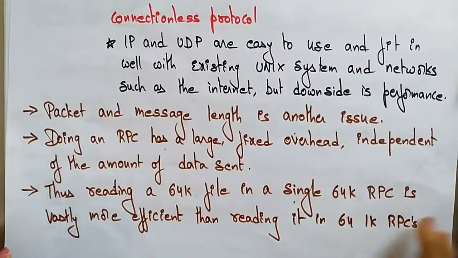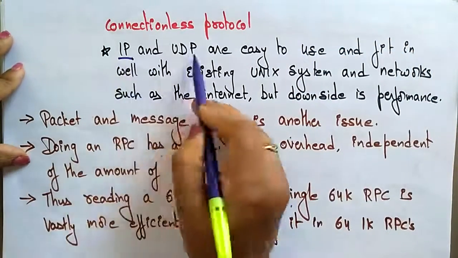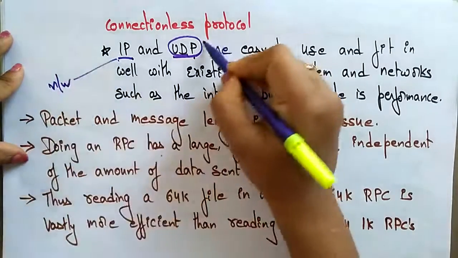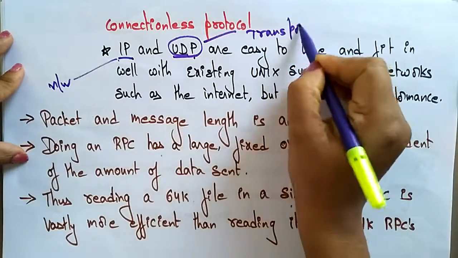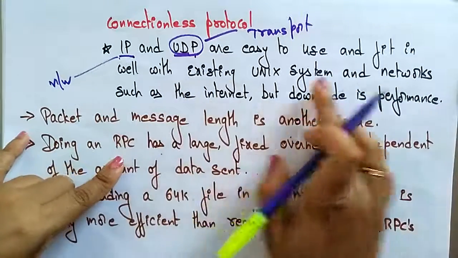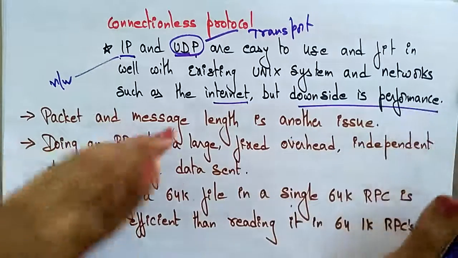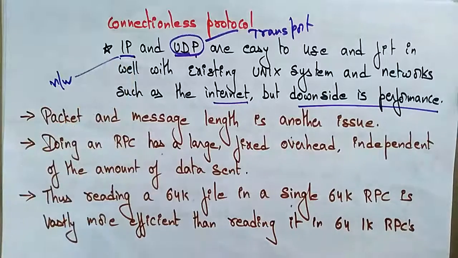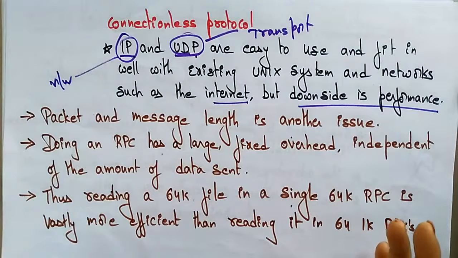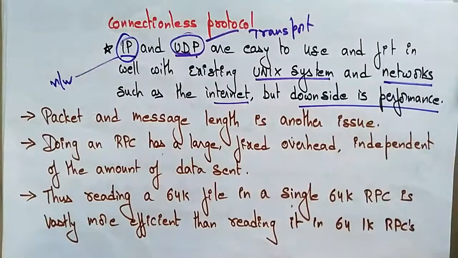If you choose a connectionless protocol, what happens? You use the Internet Protocol and UDP, the User Datagram Protocol. Internet Protocol is the network layer protocol and UDP is the transport layer protocol. These two protocols are easy to use and fit well with existing Unix systems and networks such as the internet, but the downside is performance. So the connectionless protocol uses these two protocols for communication, in existing Unix systems and networks.